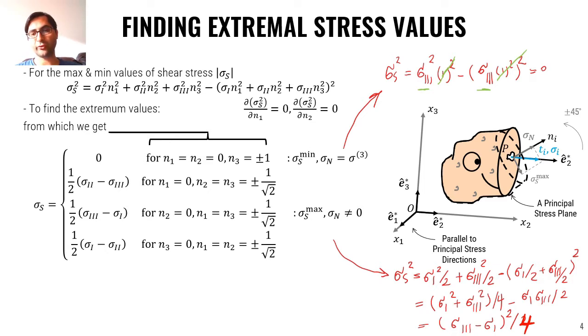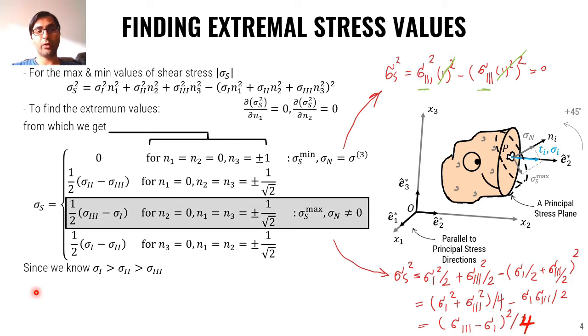This is equal to sigma s squared, so we can easily see that sigma s itself is half of sigma 3 minus sigma 1. We already know that sigma 1 is more than sigma 2, more than sigma 3, when the reference frame is aligned with the principal frame. So between these three cases, sigma 3 minus sigma 1 is the maximum. So we easily see that for this case we have sigma s maximum.